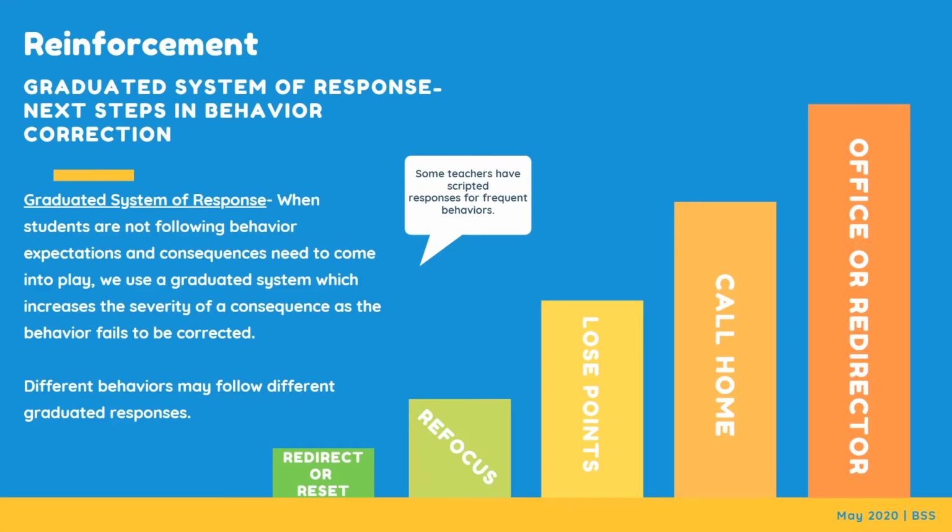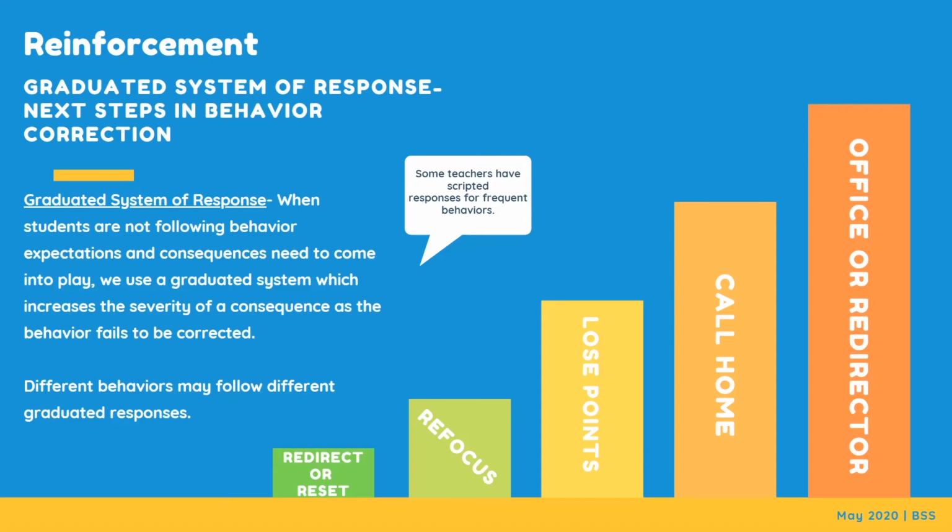Now, if they've refocused and they've redirected and they're still performing that same behavior, we might need to escalate to something like losing points on our behavior system. If you have a behavior system that's point-based in which students can earn or lose points, it might be time for them to lose those points. Now, if losing points didn't have any impact, refocus didn't help, redirecting didn't help, I need to escalate to the next step of calling home.